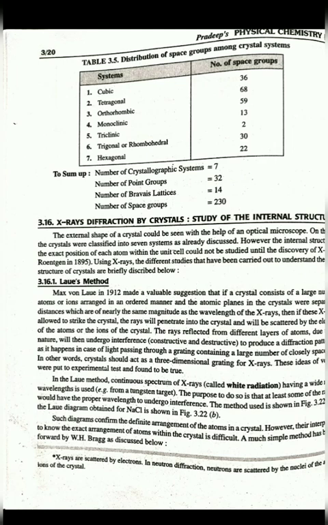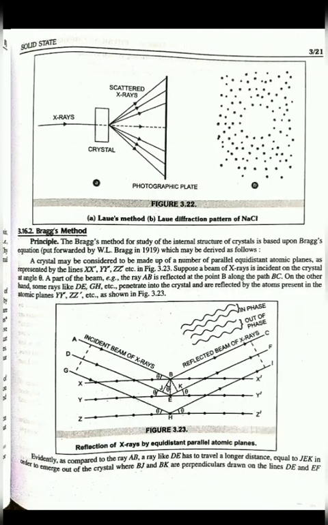The method is shown in figure A. The Laue diagram obtained for NaCl is shown in the figure. Such diagrams confirm the definite arrangement of the atoms in a crystal. However, their interpretation to know the exact arrangement of atoms within the crystal is difficult. A much simpler method has been put forward by W. H. Bragg, as discussed below. X-rays are scattered by electrons. In neutron diffraction, neutrons are scattered by the nuclei of the atoms or ions of the crystals.